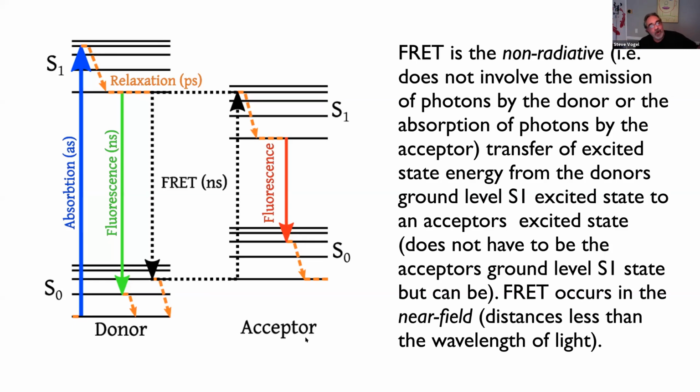It's less than one wavelength. That's near field. And in fact, it's much less than one wavelength. So typically when FRET is happening, even though the light might be 500 nanometers, the largest distances that we see this FRET transfer is typically 10 nanometers or less. So it's much less than the wavelength of light.